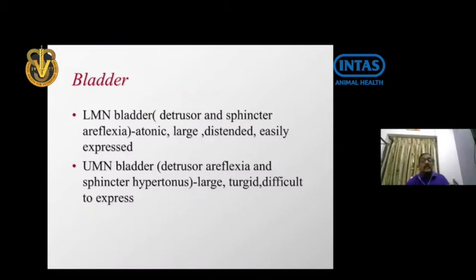The other one is the upper motor neuron bladder. The upper motor neuron bladder is something where you imagine a balloon which is full and very tense, large, turgid, difficult to express. Okay. Now in these cases, once the bladder fills up, the detrusor muscles will give way, and after some time, you'll get a large volume of urine. It's called bladder distension and overflow. So you need to check the status of the bladder.